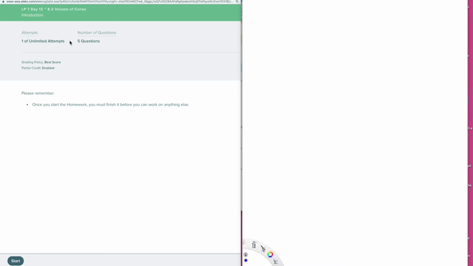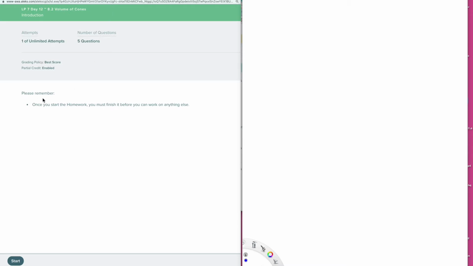The second thing is the number of attempts. So this tells us it's unlimited attempts. We have unlimited attempts on homework, tests, and quizzes, so you can come in and try them as many times as you would like. Number of questions just tells you how many questions we have on this particular assignment. Grading policy is best score, so whichever attempt is the best one is the one you keep. Partial credit is enabled, so if you answer 1 of 5 questions correctly, you get credit for the one question.